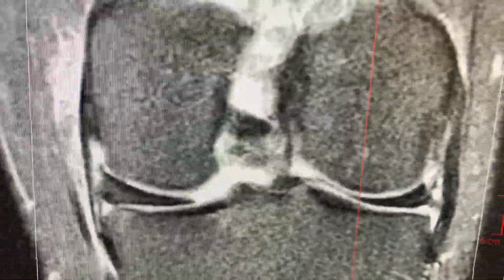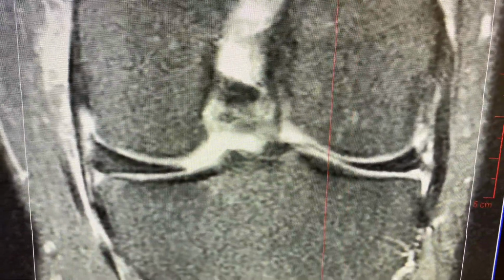Lateral meniscus root tears are actually much rarer and usually associated with ACL tears. Medial meniscus root tears are usually associated with the 50-year-old person that's slightly obese with a little bit of arthritis.